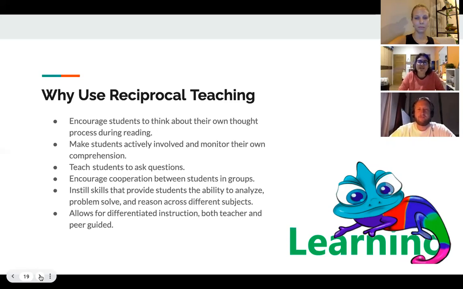It also instills skills that provide students the ability to analyze, problem solve, and reason across different subjects. It also allows for differentiated instruction, both with teacher instruction and peer-guided instruction. And as Brittany said earlier, reciprocal teaching can be used in various content area classes: English, math, history, science, and can also be used for various grade levels by adapting and accommodating for the students you are teaching. Reciprocal teaching is an effective way to help students understand the content more profoundly.